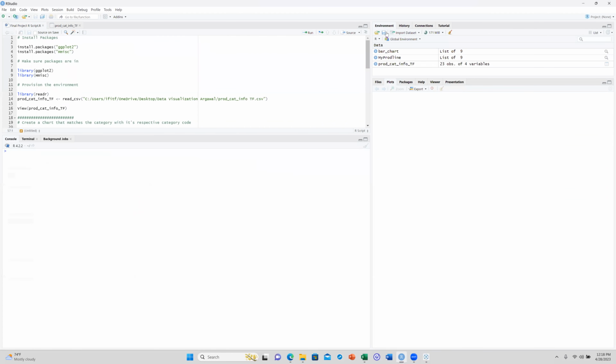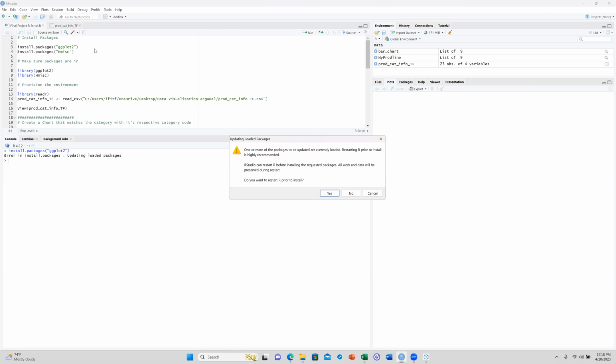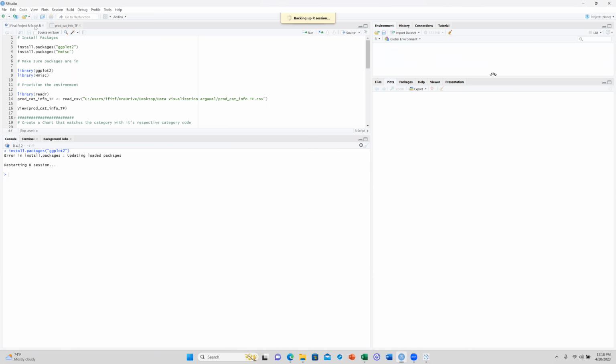So one thing that I am going to have to do, I have my environment over here: bar chart, my prod line, my prod category info. I'm going to go ahead and import these libraries real quick just to make sure that they're in there.